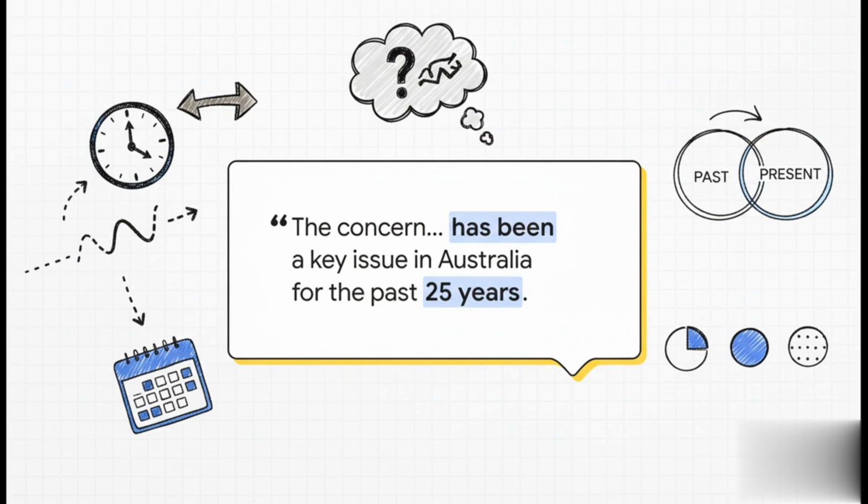So check out this real example. The concern has been a key issue. Why the present perfect? The author is intentionally signaling that this issue didn't just exist in the past. It started 25 years ago and it is still a key issue today. It directly connects the past to the present. If they'd used simple past, it would have implied the issue was over and done with.